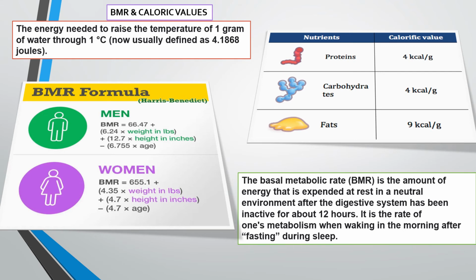So you can say one formula is there, the BMR formula, according to Harris Benedict. For men, BMR is equal to 66.47 plus 6.24 into weight in pounds plus 12.7 into height in inches minus 6.755 into age. For women, BMR is equal to 655.1 plus 4.35 into weight in pounds plus 4.7 into height in inches minus 4.7 into age.